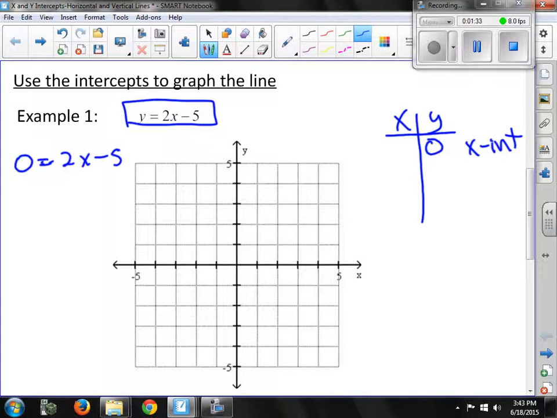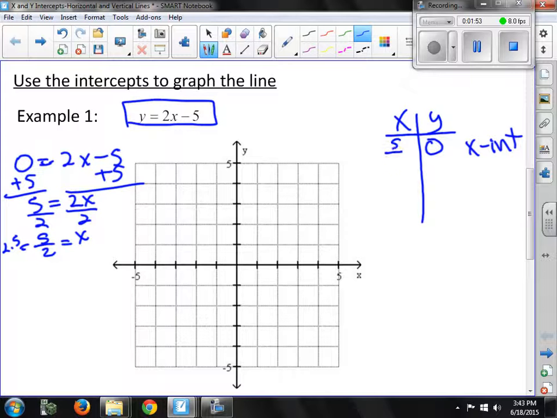Okay, so if I try to solve for x, I would add 5 to each side. So I have 5 equals 2x, divide by 2. So 5 halves is x. Now that is 2.5 if I'm trying to plot the point. So (5/2, 0) is my x-intercept. To graph the point, 5 halves is 2.5 and my y value is 0. There's my x-intercept.